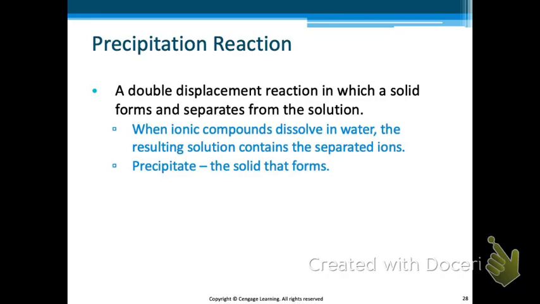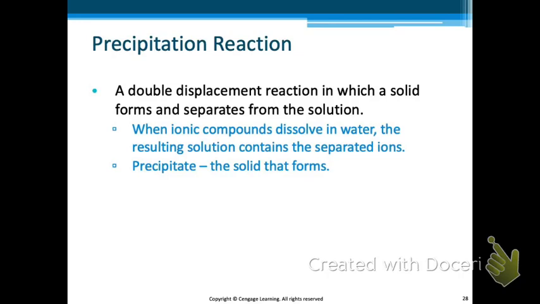That's what really happens. So when ionic compounds dissolve in water, the resulting solution contains separated ions. We put things in water, they separate. If there is something that forms that is not soluble, that's the precipitant. Okay? And it doesn't happen in every reaction. Sometimes we'll put two soluble things together and nothing happens because everything in that reaction is soluble.